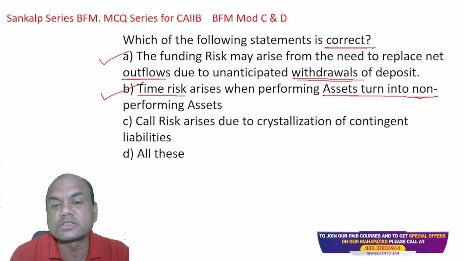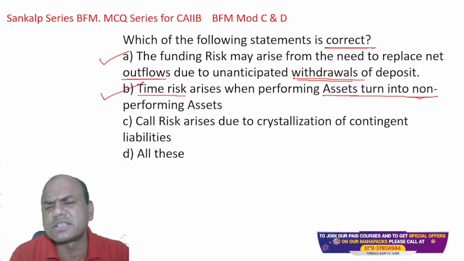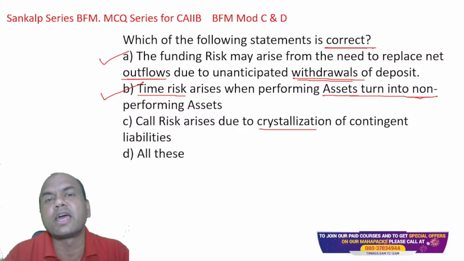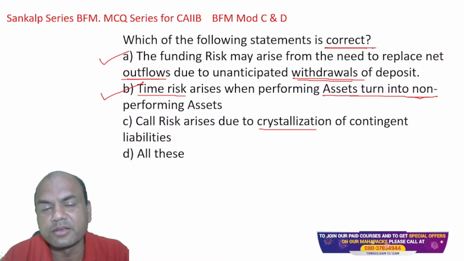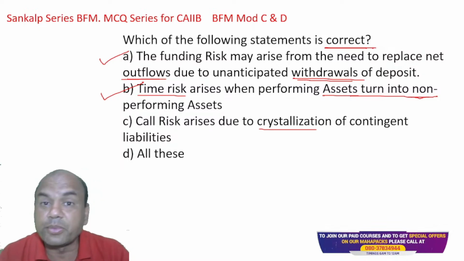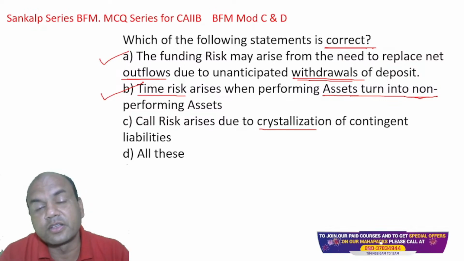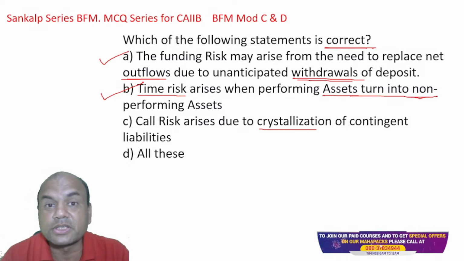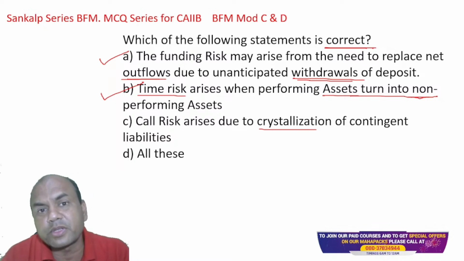Call risk arises due to crystallization of contingent liability. Just now we saw. Crystallization of contingent liability means what? If I give the guarantee on behalf of somebody and that person does not perform, in that case what happens? If that person does not perform, then I'll have to pay for the losses of that third party. Isn't it?